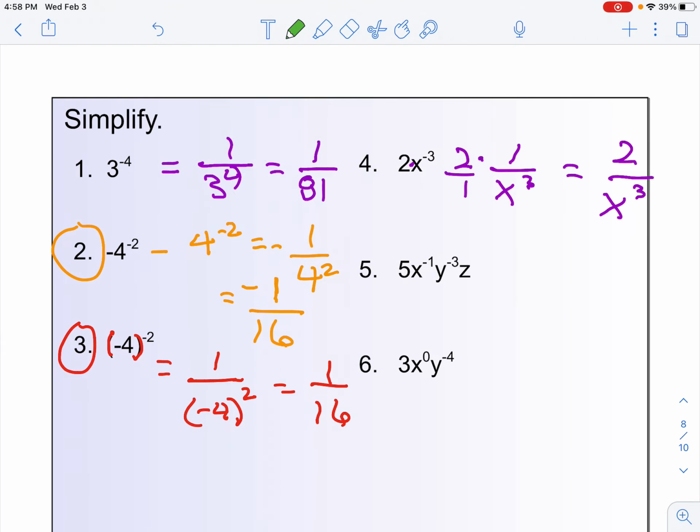Let's take a look at this one. You have to take each of these pieces separately. This is 5 times x to the negative 1. That becomes 1 over x to the positive 1. And then again, this is times y to the negative 3. That's 1 over y to the third because we're dividing by y 3 times. And then finally we have times z.